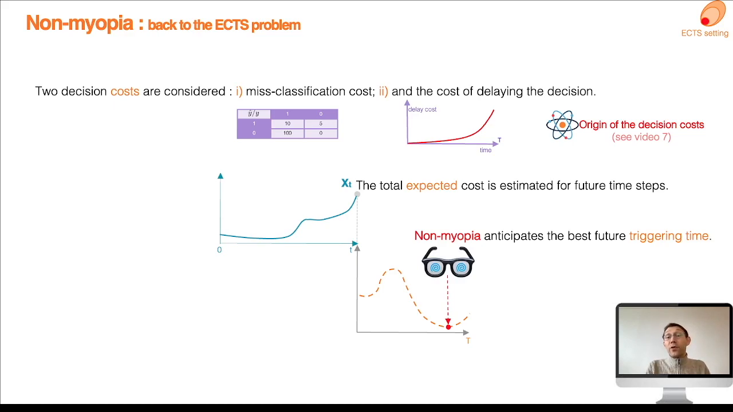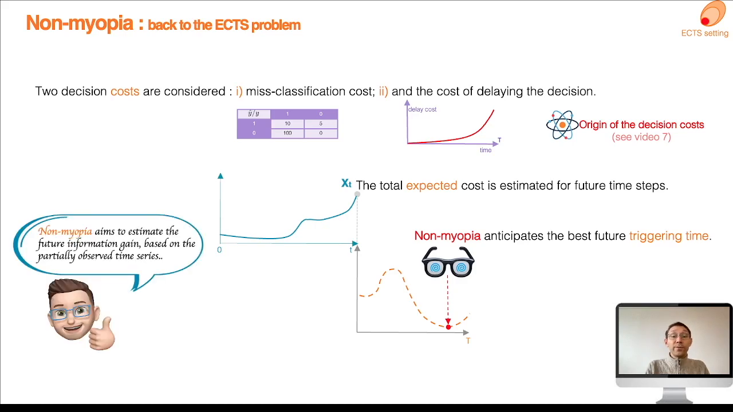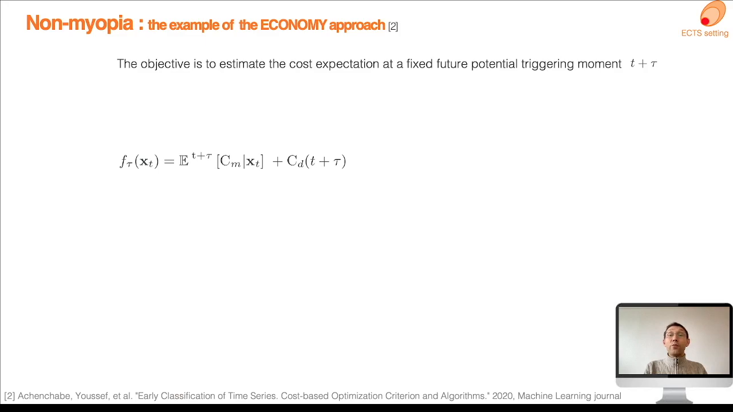Finally, a non-myopic approach is able to estimate at any time the best moment to trigger the decision in the future. Such an approach aims at estimating the future information gain, which will make the decision more reliable based on the beginning of the time series already observed. This slide presents an approach called ECONOMY, whose reference is given at the bottom of the screen. This non-myopic approach is formalized as follows.